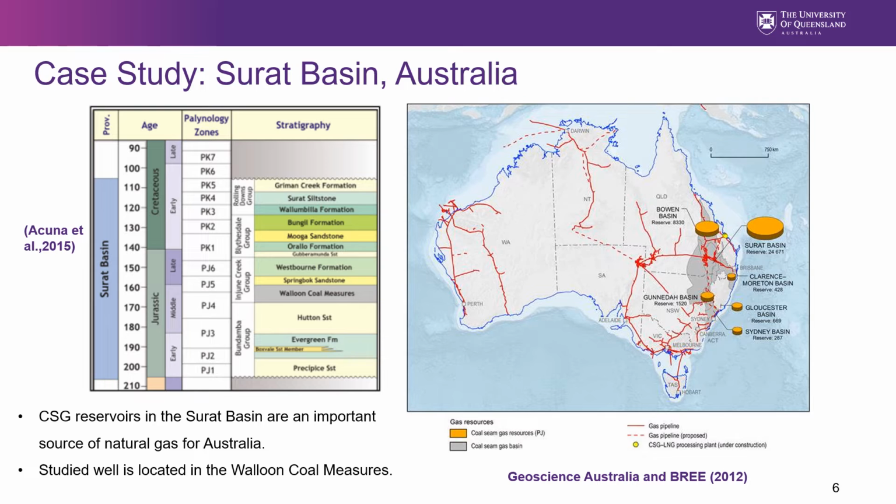As shown in the right figure, coal seam gas in the Surat Basin represents a potential source of natural gas for Australia. So the next section details the workflow for evaluating coal seam gas well performance using a pressure-dependent reservoir simulator. In this case, we used a software called CMG.